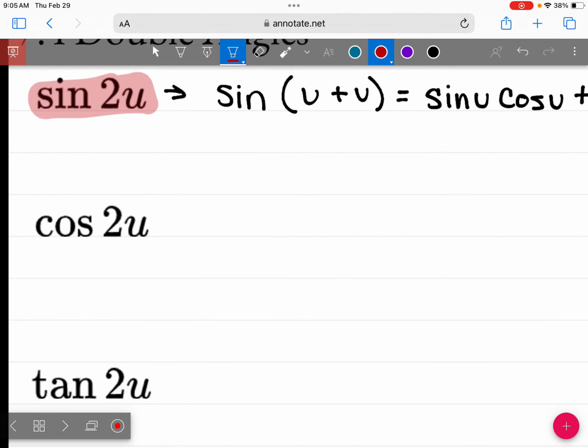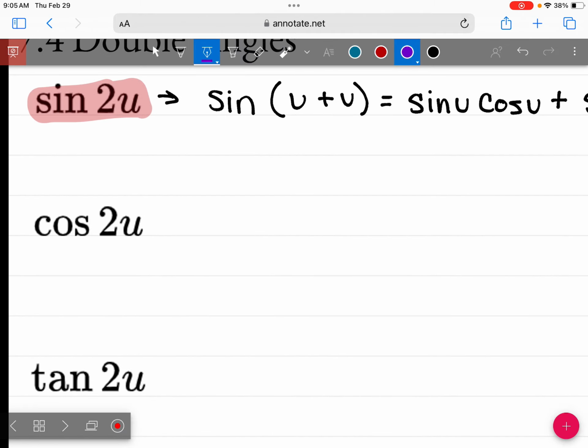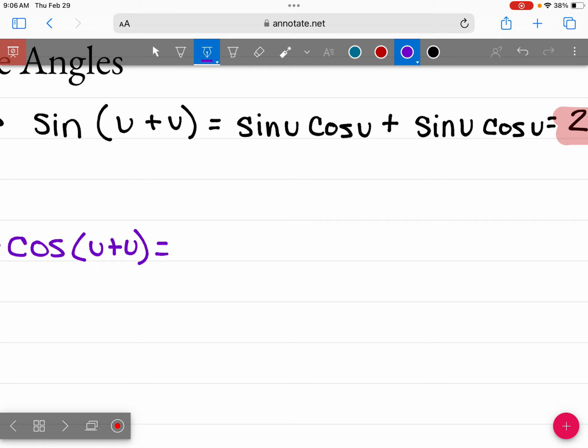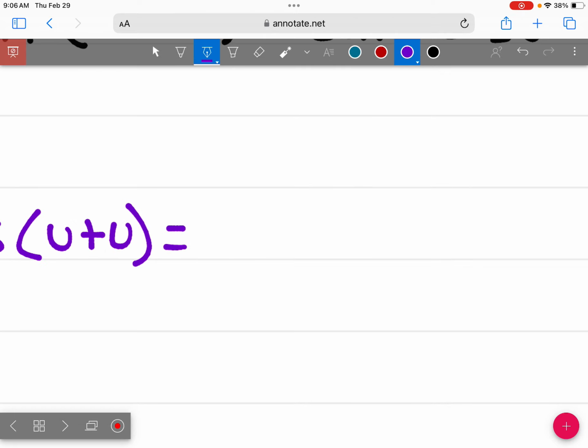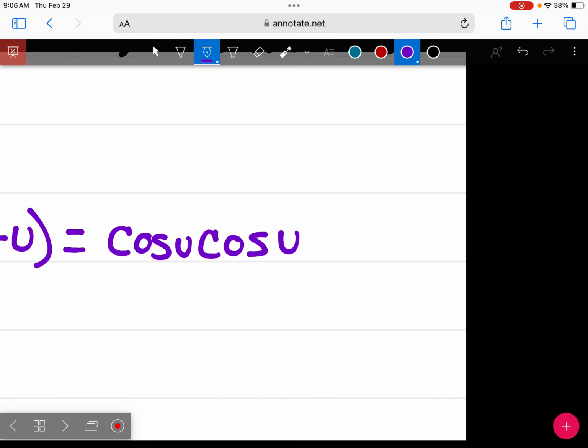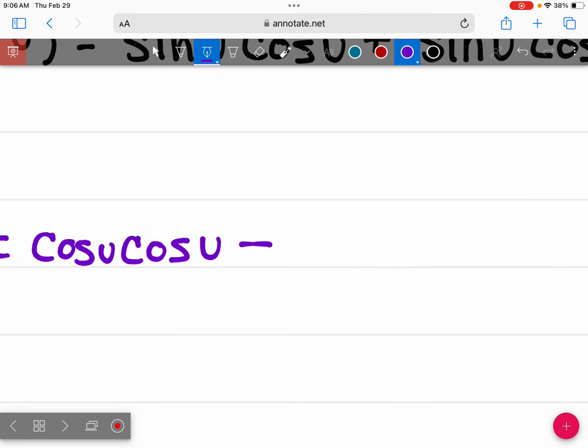So we're going to do the same thing with cosine. We're going to follow our cosine addition formula. We can rewrite this as cosine of u plus u. So when we rewrite that using our addition formula, we're going to have cosine u cosine u minus, because cosine keeps itself together but changes the sign, sine u sine u.